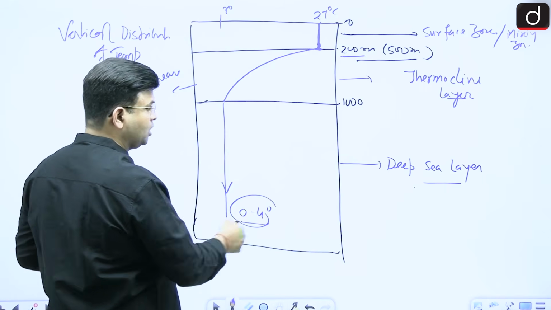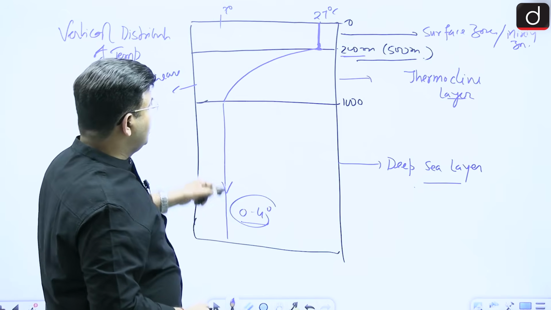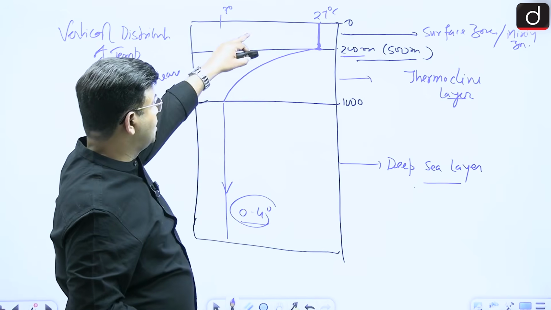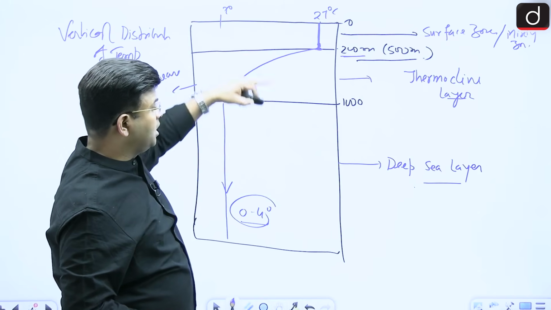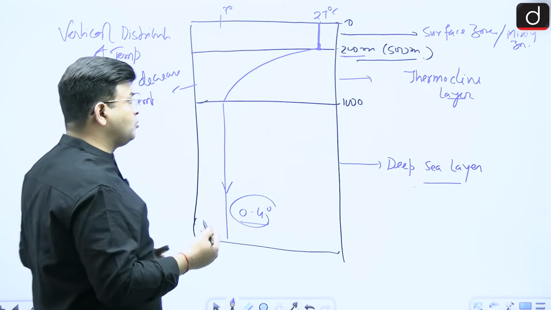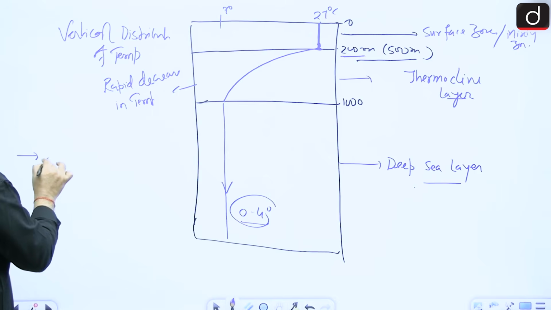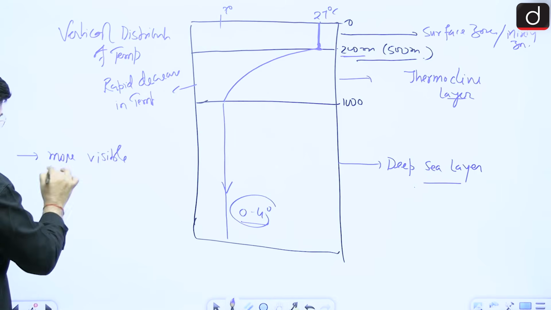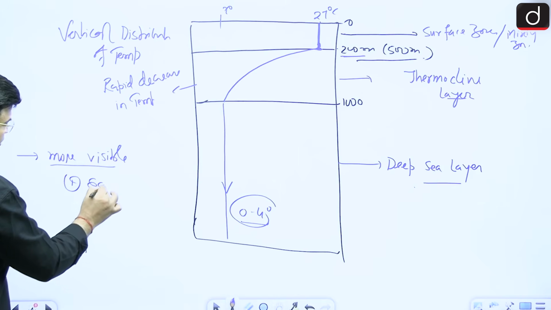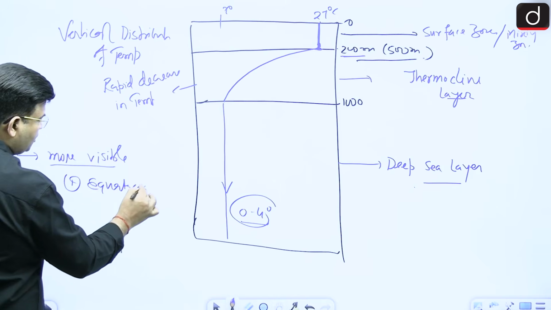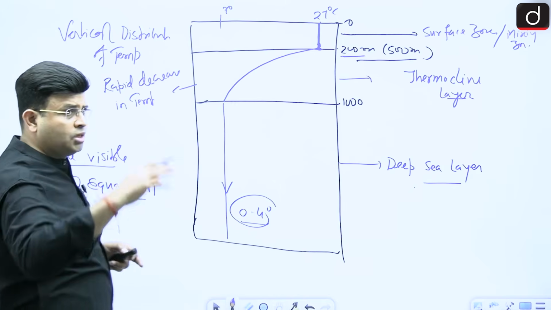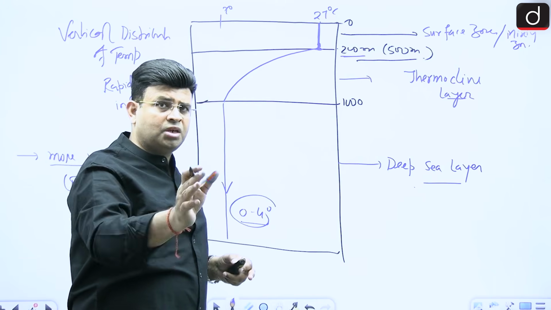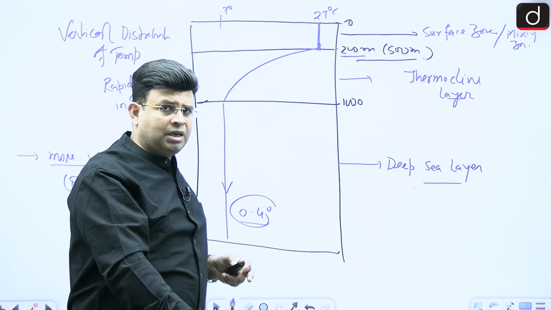Somewhere 2 degrees, somewhere 1 degree, so it remains constant. So it acts as a barrier between the top and the bottom. This kind of thermocline layer is more visible in the equatorial region, because in the equatorial region the temperature is high throughout the year. The top will be 27 to 30, and below that the temperature suddenly decreases, that is the thermocline, and thereafter the deep sea.